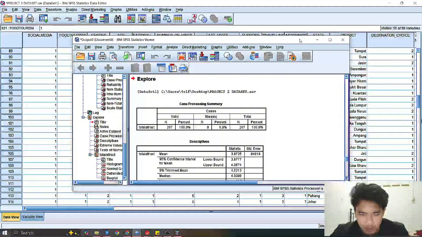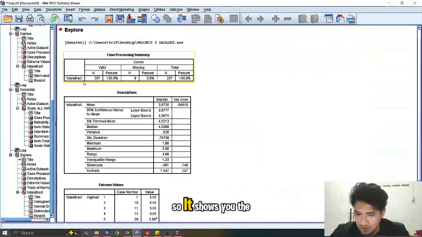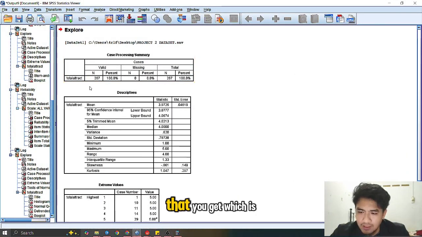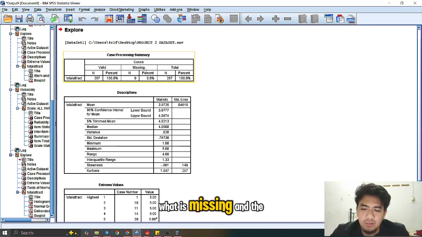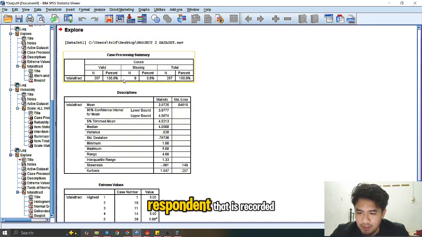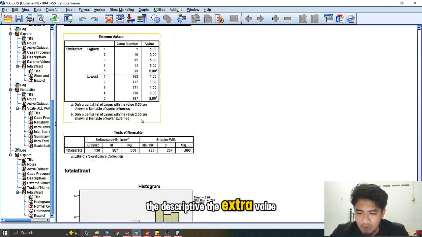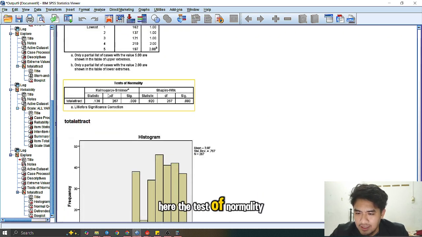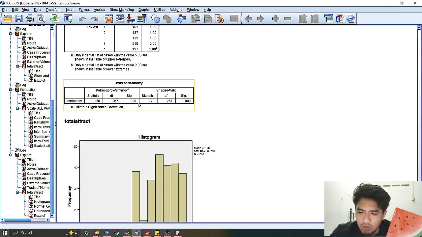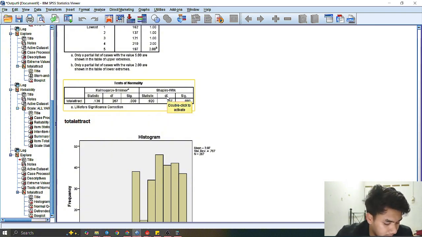Then the data will come out like this. It shows you the total respondents that you get, which is 267, which is valid, what is missing, and the total. So here there is no missing respondent recorded. And then we can see the descriptives, the extreme values, and here the tests of normality.